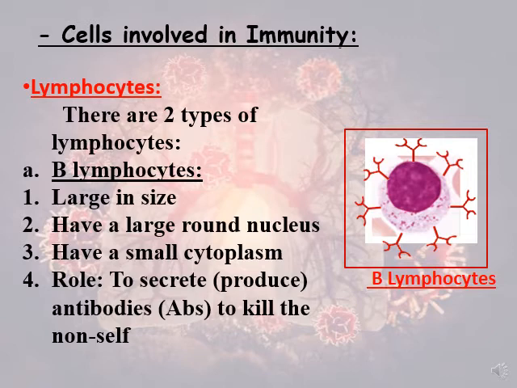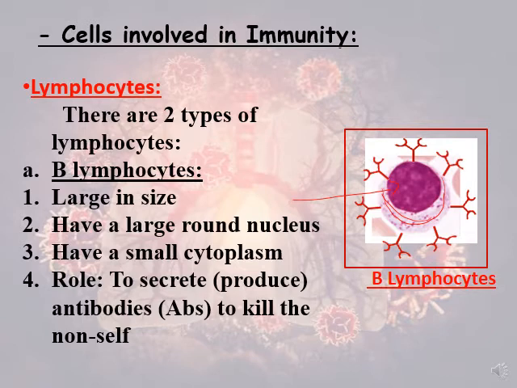The cells involved in immunity, other than the monocytes and the granulocytes, are the lymphocytes. We have two types of lymphocytes: B lymphocytes and T lymphocytes. B lymphocytes are large in size. They have a large round nucleus, as seen here. This is the large round nucleus. They have a small cytoplasm, since most of the cytoplasm is occupied by this large nucleus.